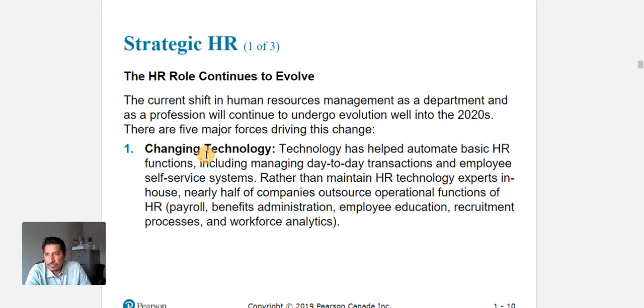Technology, yes, one factor is technology. Technology has helped automate basic human resource functions, including managing day-to-day transactions and employee self-service systems. Rather than maintaining human resource technology experts in-house, nearly half of companies outsource operational functions of human resource like payroll, benefits administration, employee education, recruiting processes, and workforce analytics.